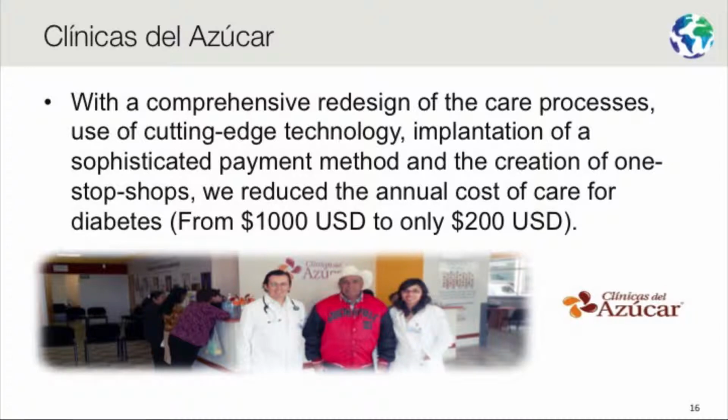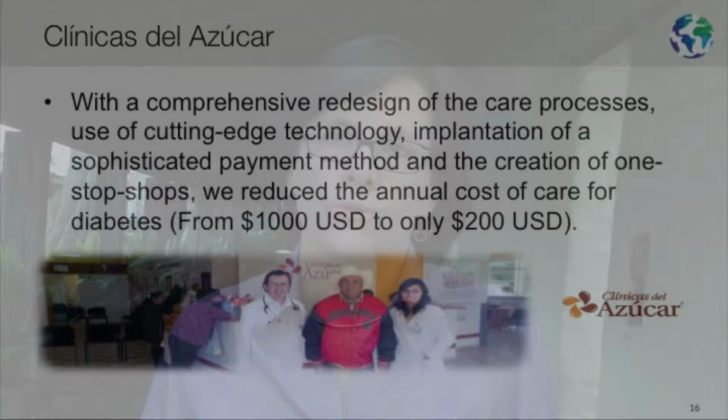Clinica del Azucar is a set of clinics that help people with diabetes in Mexico. Their impact statement is: with a comprehensive redesign of the care processes, use of cutting-edge technology, sophisticated payment methods, and creation of one-stop shops, we reduce the annual cost of care for diabetes from $1,000 a year to only $200. So you can tell that their impact model is based primarily on technology, automation, and throughput to make good quality care more affordable.